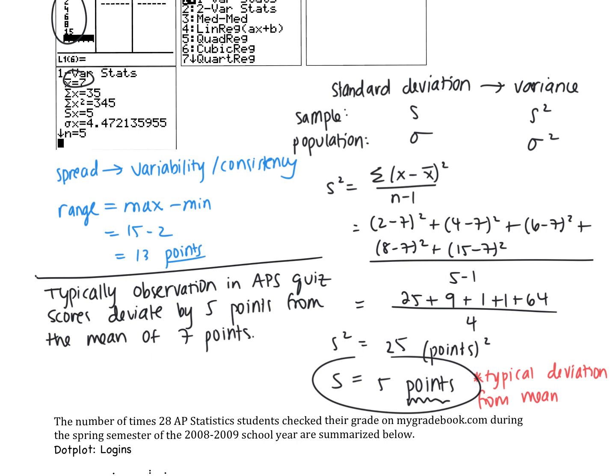I believe in your homework, you're also going to have to interpret variance. Variance is just the typical deviation squared. So it's basically that same sentence, just squared. It's the typical deviation squared.